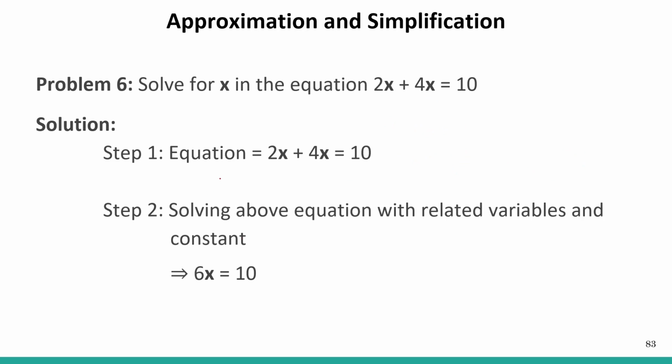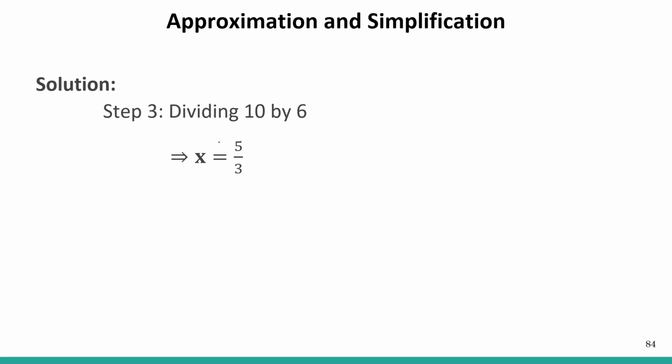So the equation is 2x plus 4x is equal to 10. Solving by combining the like variable terms, that is 6x is equal to 10. So this implies that we divide 10 by 6, so it will be 5 by 3. Because it is 5 into 2 and this is 3 into 2, right? And we cancel 2 from the numerator and denominator respectively.